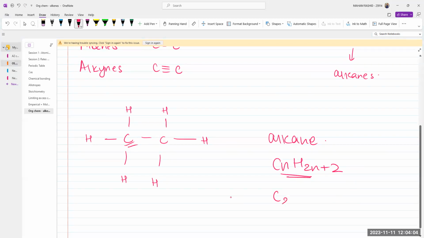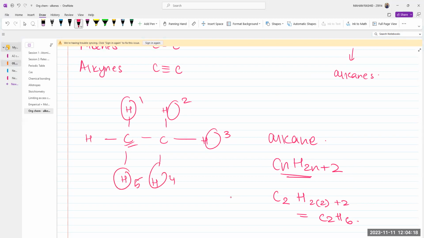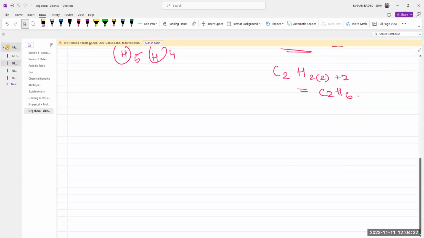So our n is going to be 2, into 2 plus 2. So this gives you C2H6, right? How many hydrogens do we have? 1, 2, 3, 4, 5, and 6. Okay. Now alkane is C2H6 because it's CnH2n+2.